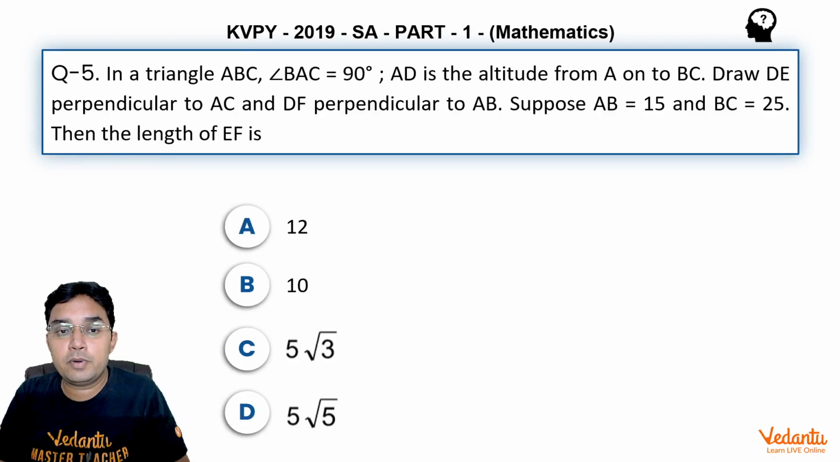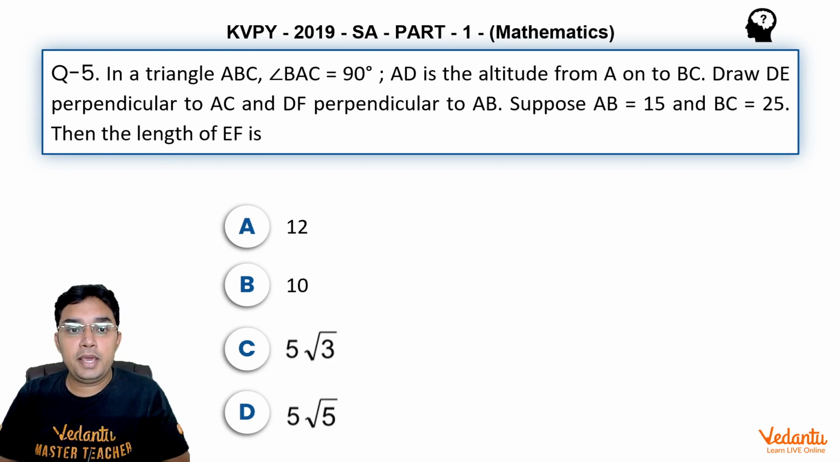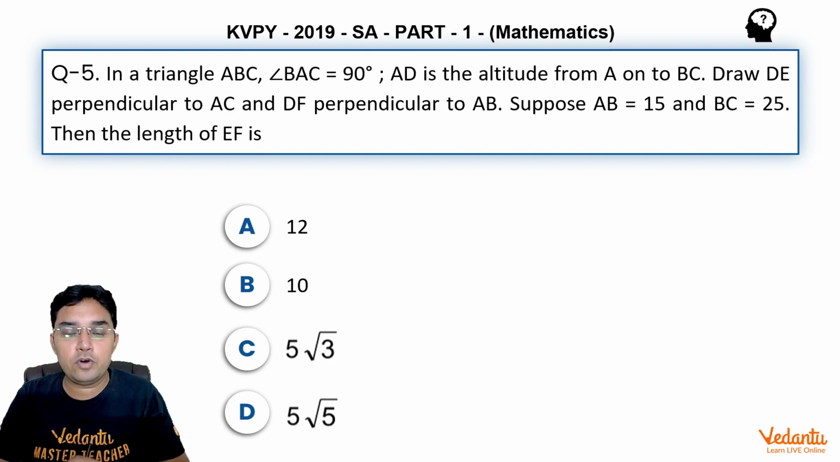We are discussing paper of KVPY 2019 essay stream. This is question number 5 of part 1 from the topic geometry. Question says in a triangle ABC, angle BAC is 90 degree. AD is altitude from A on to BC. Draw DE perpendicular to AC and DF perpendicular to AB. Suppose AB is 15, BC is 25, then the length of EF is.